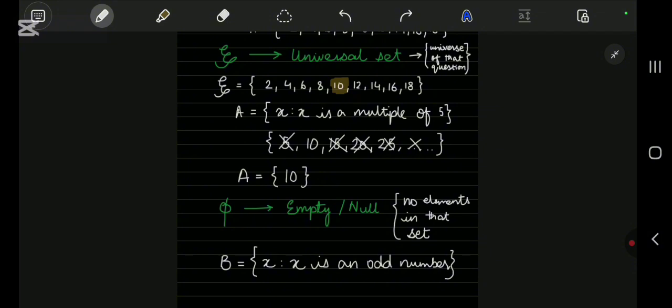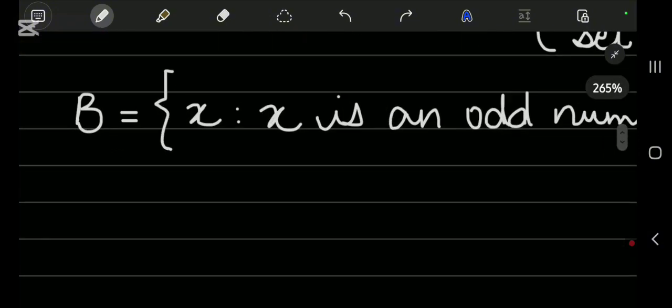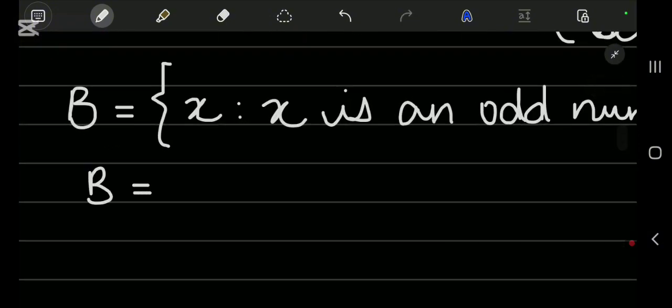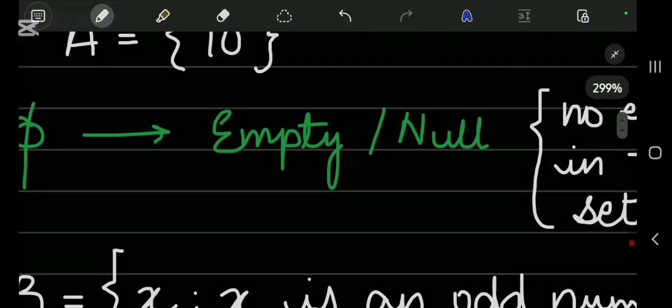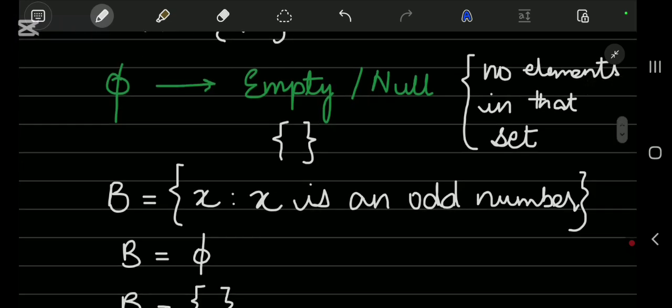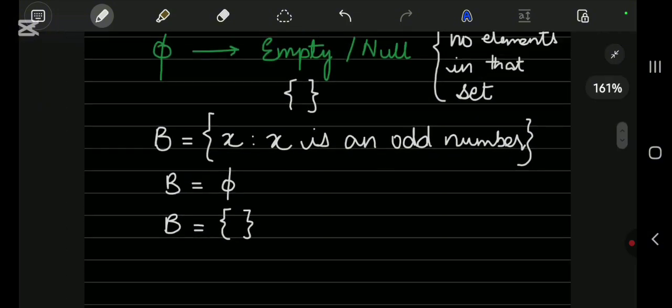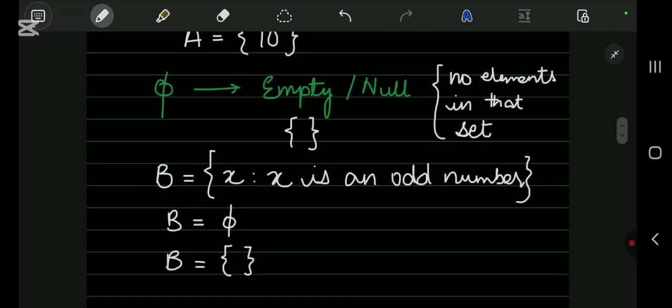So if inside this universal set there is a set B where x is such that x is an odd number, so obviously the universal set is the set of even numbers less than 20, so obviously an odd number won't lie in that, so there will be no odd number in it, so that means B is equal to phi, or we also represent it sometimes with empty curly brackets. Okay, both are fine. For an empty or null set also we represent it by empty brackets. Okay, this is how it is. I hope you understand. Let's move on to the next.